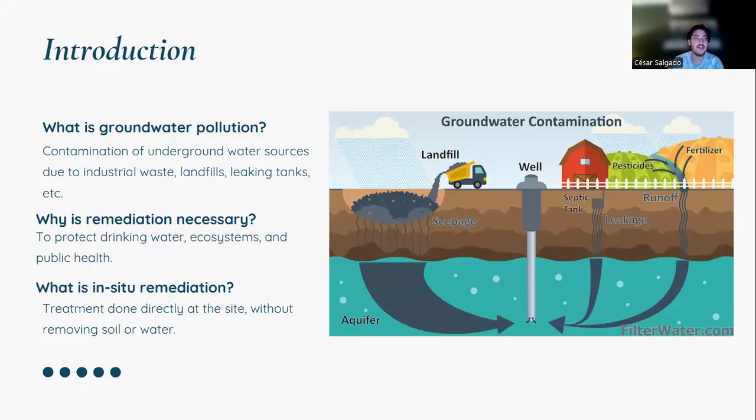Introduction. What is groundwater pollution? Contamination of underground water sources due to industrial waste, landfills, and leaking tanks, etc. Why is remediation necessary? To protect drinking water, ecosystems, and public health. What is in situ remediation? Treatment done directly at the site without removing soil or water.